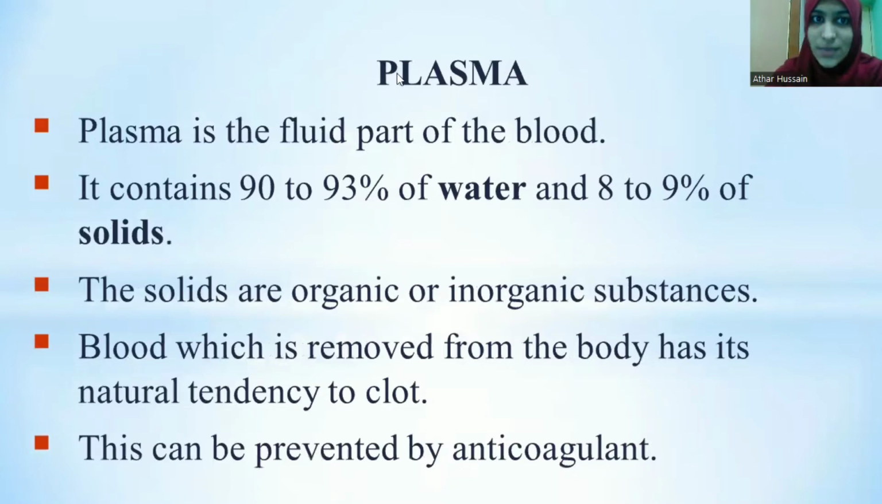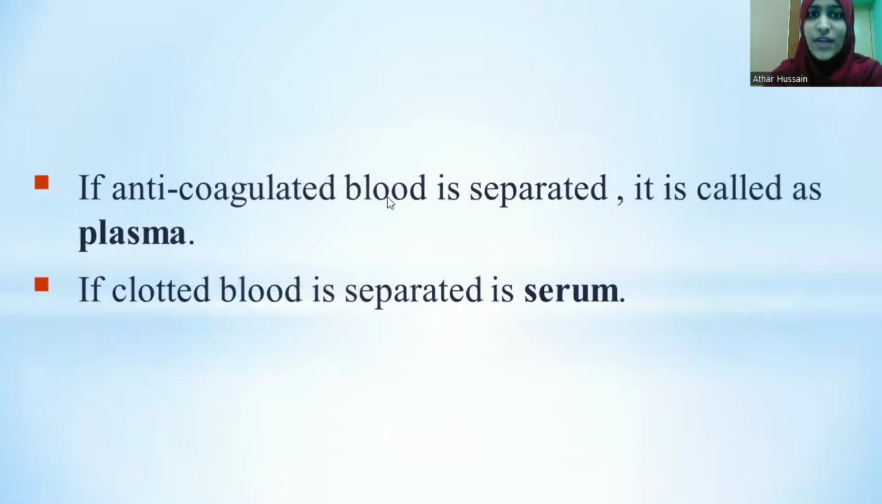Plasma. What is plasma? Plasma is the fluid part of blood. It contains 90 to 93% of water and 8 to 9% of solids. So the solids are organic or inorganic substances. Blood which is removed from the body has its natural tendency to clot. This can be prevented by an anticoagulant. If anticoagulated blood is separated, you can call it as plasma. If clotted blood is separated, you can call it as serum.